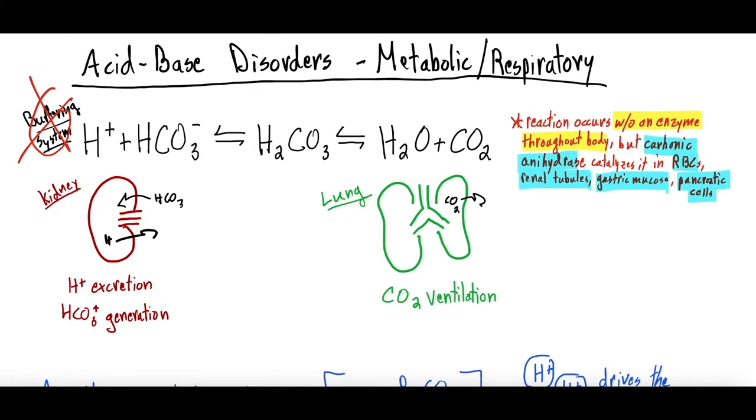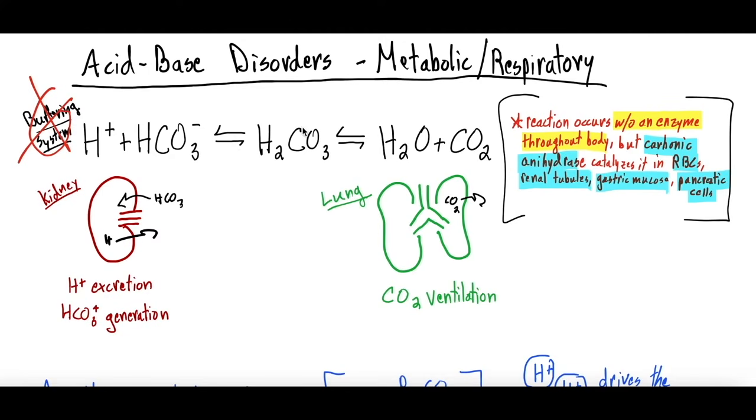So this equation happens. All the things to take away from this little blurb here is that this buffering reaction is going on all over the body at all times, but the body also gets assistance from this carbonic anhydrase enzyme in these different areas to make this equation more efficient, or it catalyzes it to make it happen more.